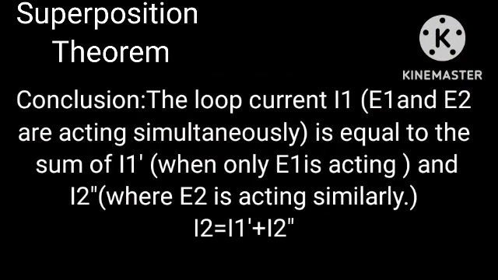Conclusion for superposition theorem: the loop current I1, when E1 and E2 are acting simultaneously, is equal to the sum of I1 dash when only E1 is acting and I1 double dash when only E2 is acting. Similarly, I2 is equal to I2 dash plus I2 double dash.